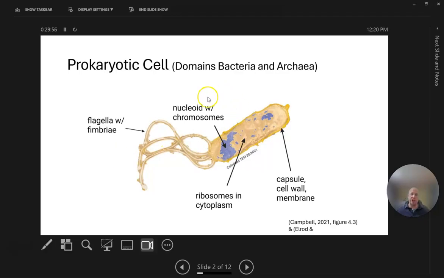Then we have our inner region, which is a nucleoid with chromosomes and some ribosomes in the cytoplasm. The ribosome is very important to synthesize protein, and the nucleoid region has the DNA, the structure instructions for the ribosome to carry out.